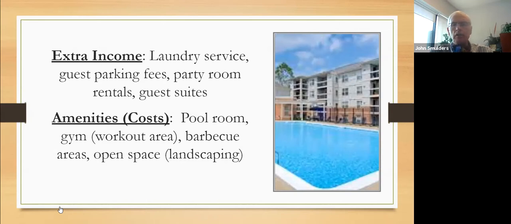Amenities. These are costs. If there's a pool, pools are really expensive to maintain, to winterize in the fall, to de-winterize in the spring. Depending on how deep it is, my goodness, you need a lifeguard depending on how big it is. Are you following all the safety rules from the city or the municipality that you're dealing with? A pool can be very expensive.